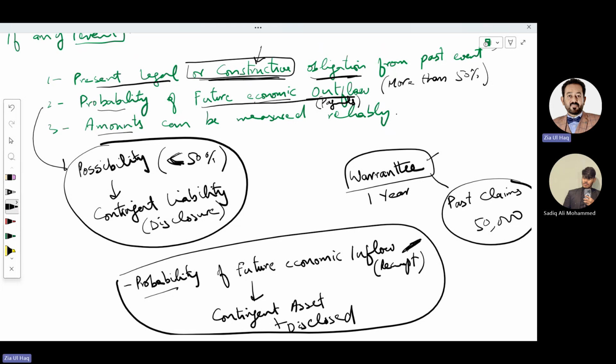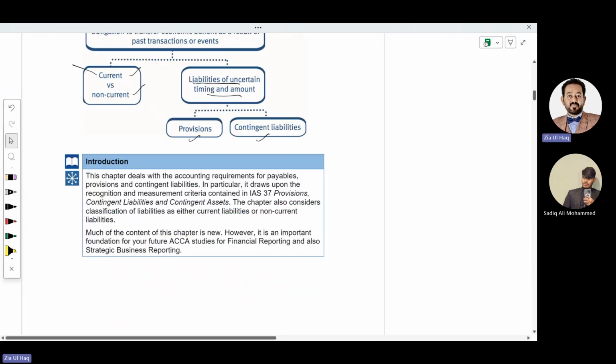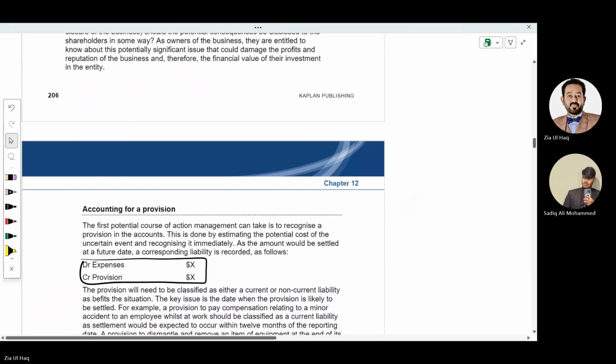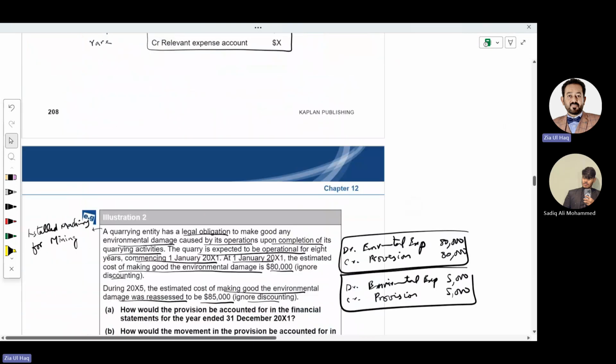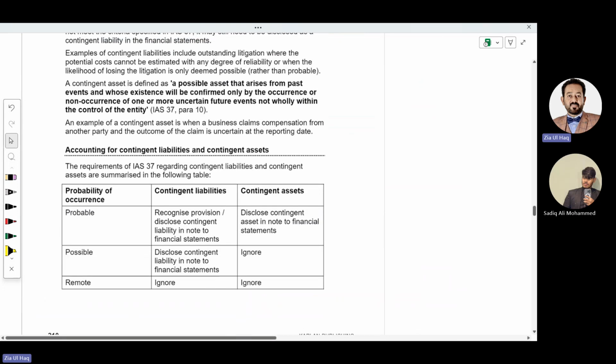Can you understand this? Payables, provision, contingent liability, contingent asset. This is a bit difficult topic at this level. So let's move forward. Let's discuss one more question. Okay, see here.